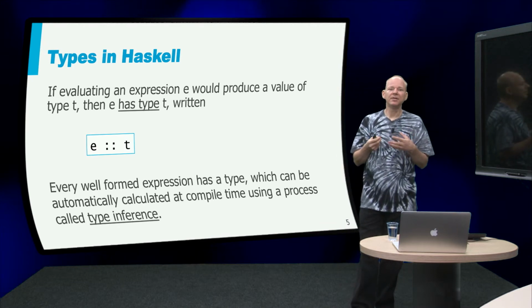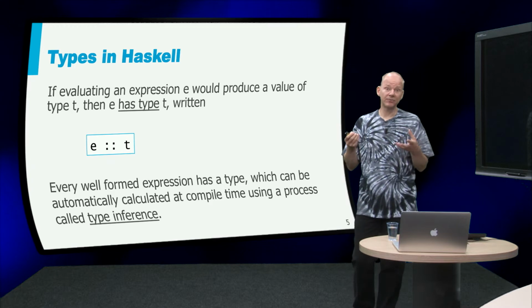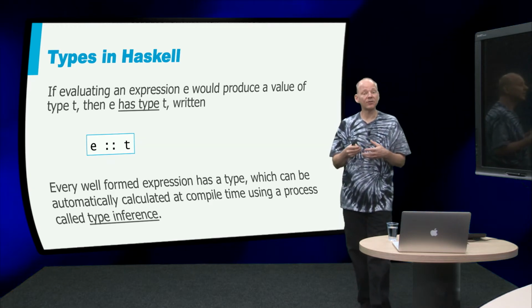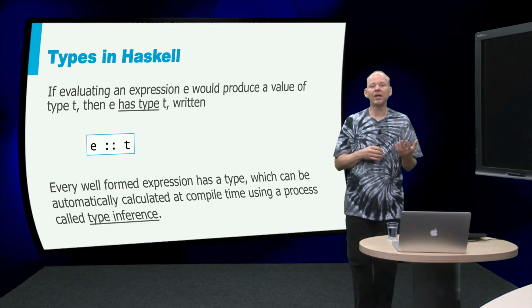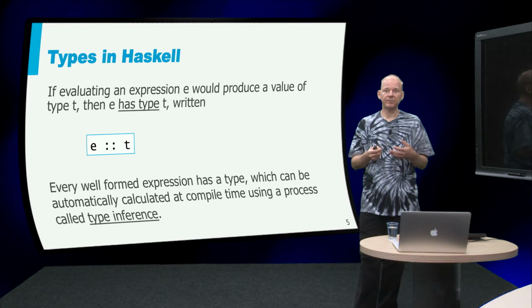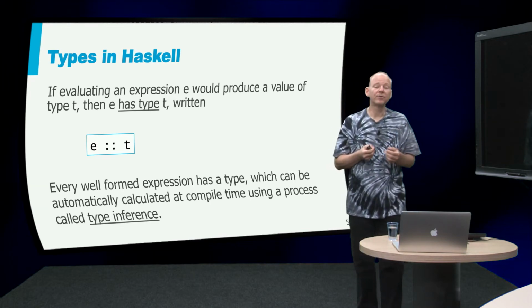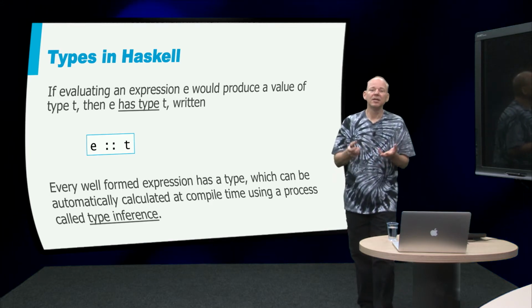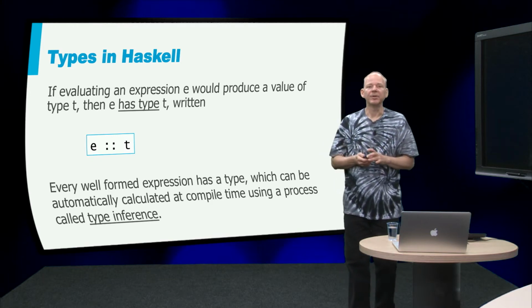Now, every syntactically well-formed expression has a type, and that type is calculated by the compiler at compile time using a process called type inference. And remember from the first lecture that ML, the programming language ML, was one of the first programming languages that had type inference.